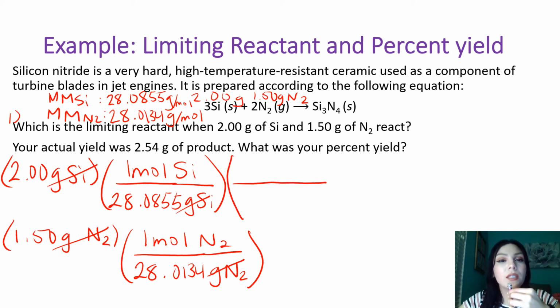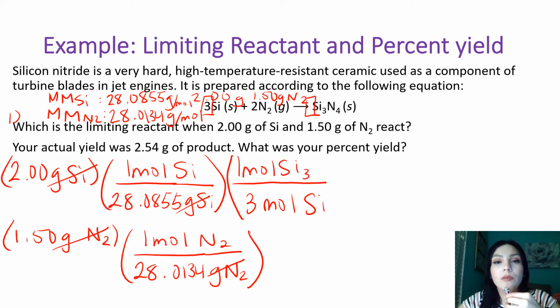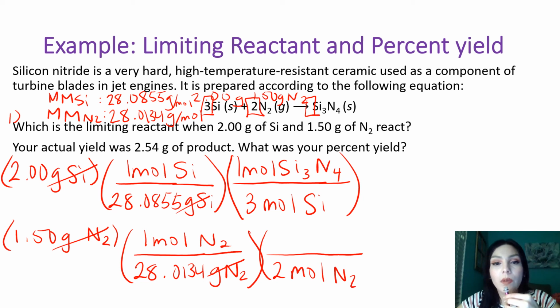So for silicon to the product, it's 3 moles of silicon. I'm just looking at the equation, right? And then obviously 1 mole forms 1 mole of silicon nitride. Okay, and then for this one, it's 2 moles of nitrogen gas react to form 1 mole of the product.